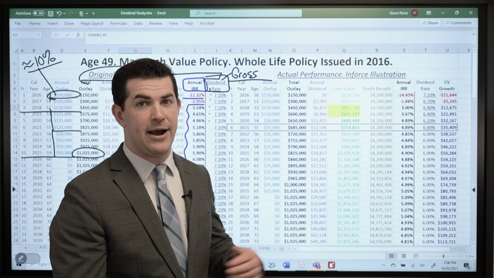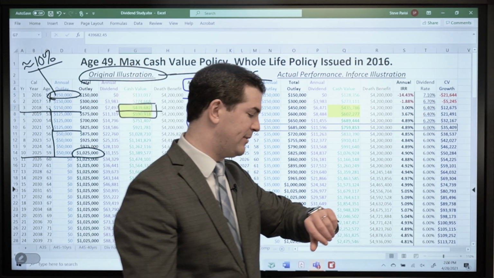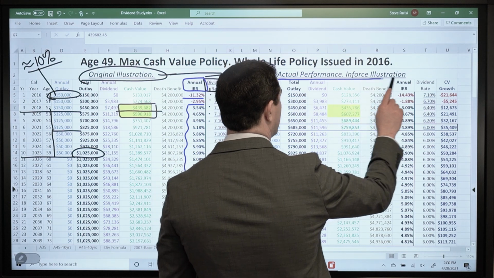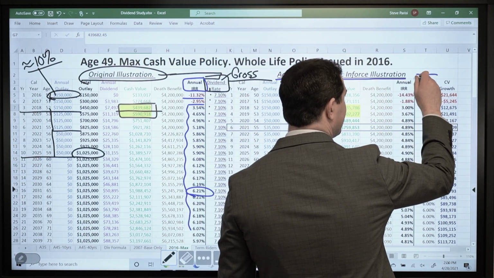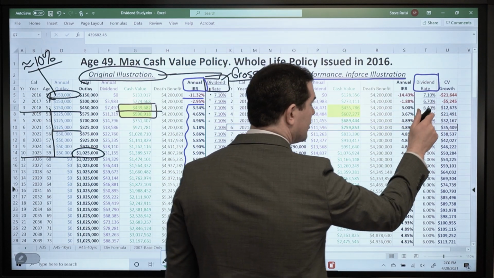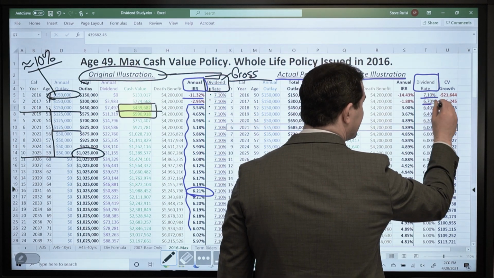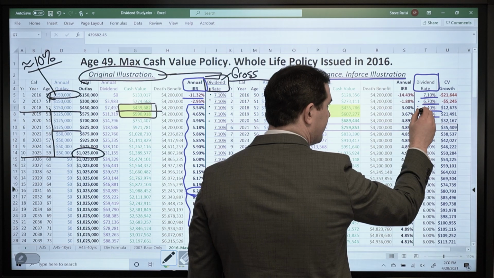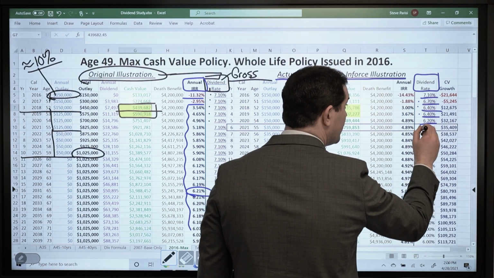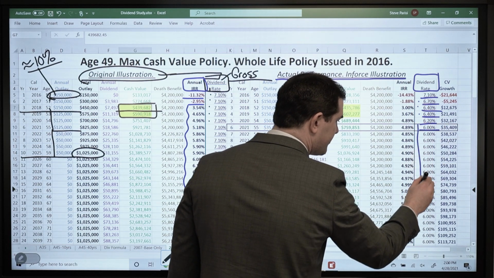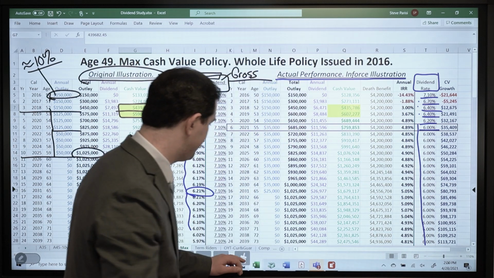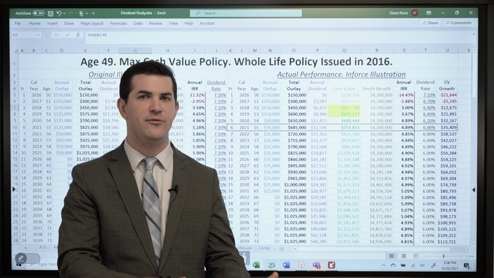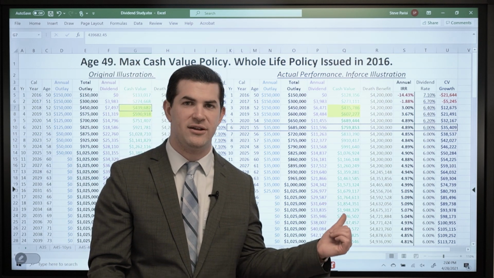Okay, now let's look at what actually happened. This will be fun. Actual performance. Here's my dividend rate each year, what actually happened with the adjustment. So 7.1, then 6.7, 6.4 for 2 years, 6.2, and then moving forward, just at 6%. So again, pulling the data from the actual company, from everything we had, because we put this policy in force.